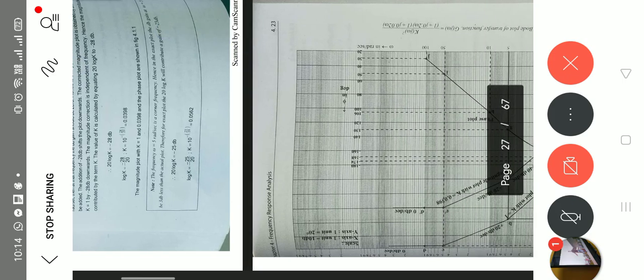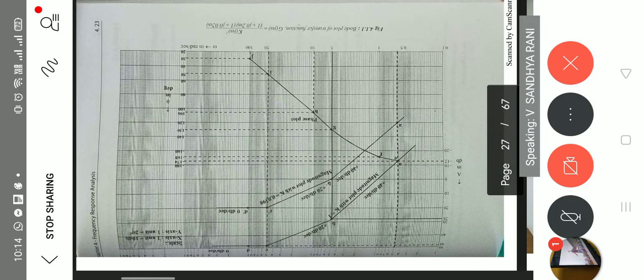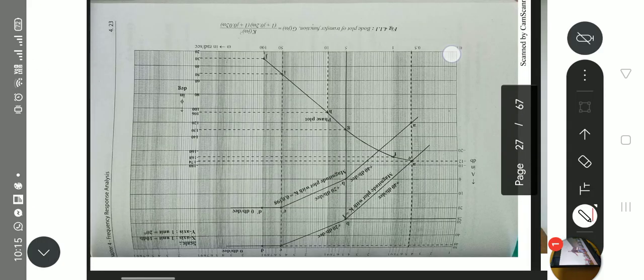Here the graph sheet will be: this is the corner frequencies, this is the magnitude, and this one is the phase. We can represent corner frequency versus magnitude, and corner frequency versus phase.